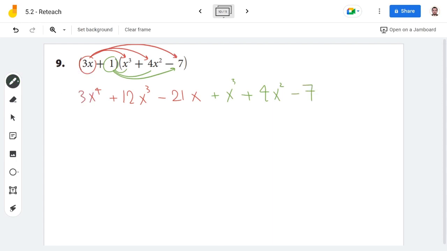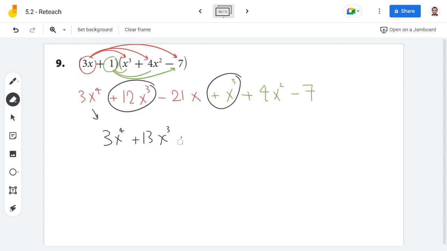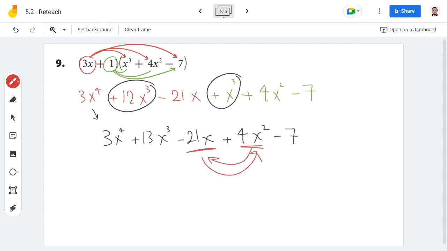Now, do we have like terms? Yes, we have 12x cubed and x cubed. Only this. So now let's rewrite the question. 3x to the power of 4, 12x plus 1x is 13x cubed. Then minus 21x plus 4x squared minus 7. Now, if you look at the question, this one is not in standard form. So to write this in standard form, we need to rearrange the terms.